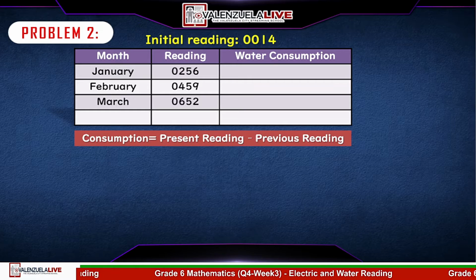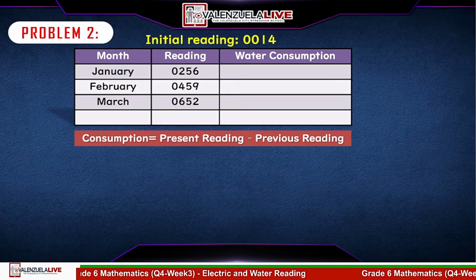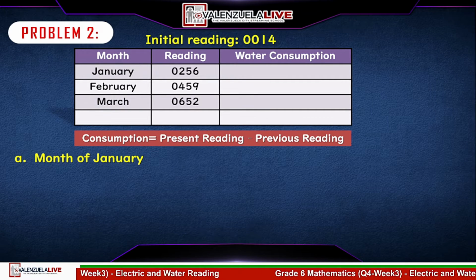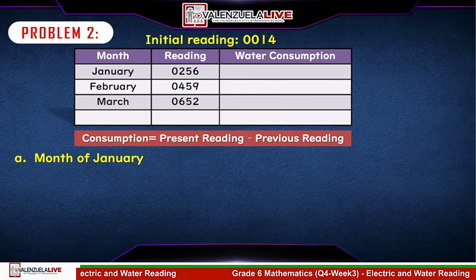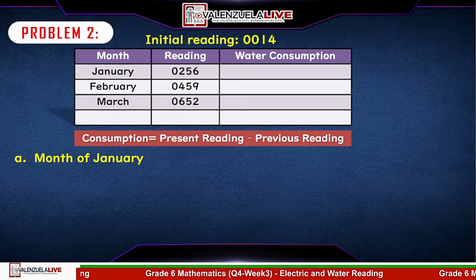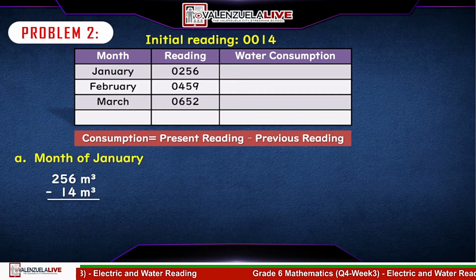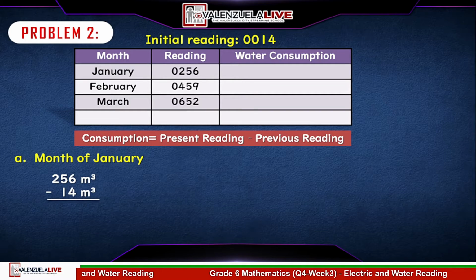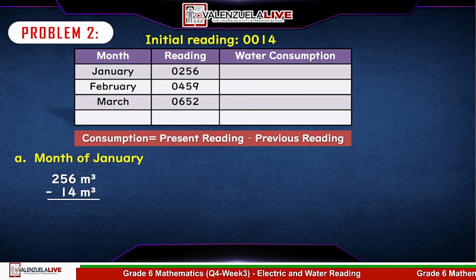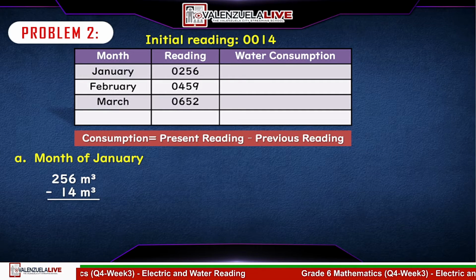To solve for the amount of water used each month, subtract the initial reading from the first month's reading. For the following month, subtract the previous month from the current month's reading. Since the initial reading is 0014 or 14 cubic meters, this will be the previous reading, to be subtracted from the present reading or from the month of January. Subtract 14 cubic meters from 256 cubic meters. So what do you think is the answer?